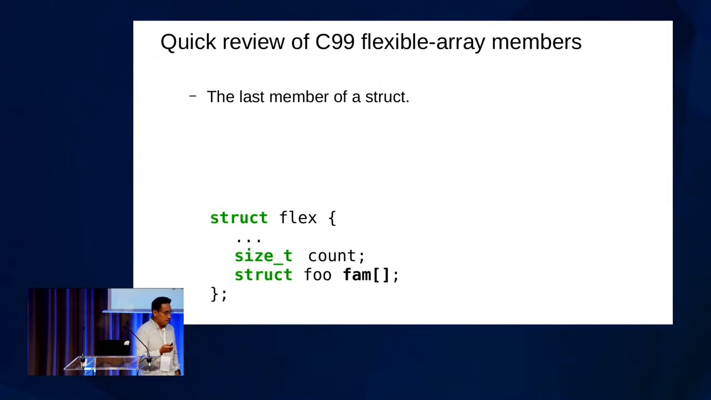OK, so let's do a quick review of flexible array members. I'm not going to get into a lot of technical details. This is the most basic one, so we are going to build on top of this. And well, I'm going to be mentioning this throughout the whole presentation. So, when we want to use a flexible array member, one of the requirements of the C language is that it should be the last member in the containing structure.